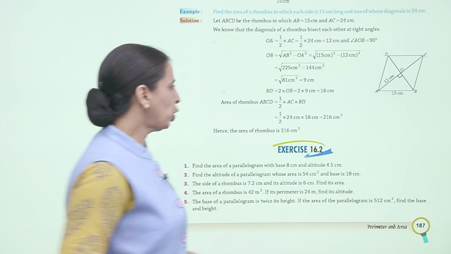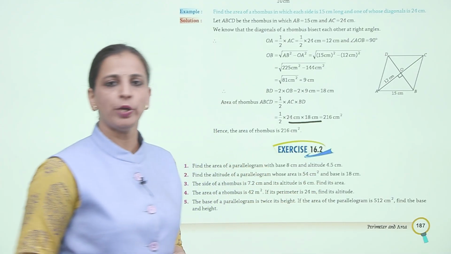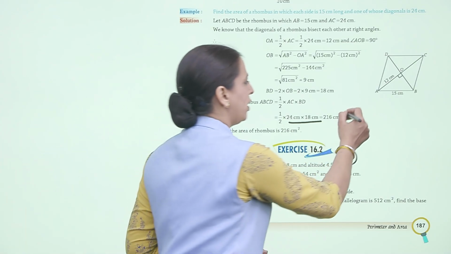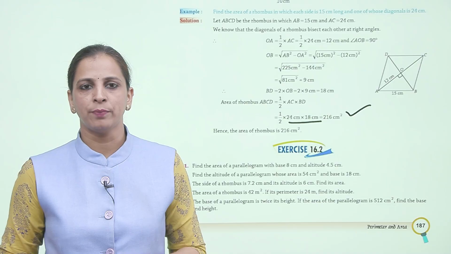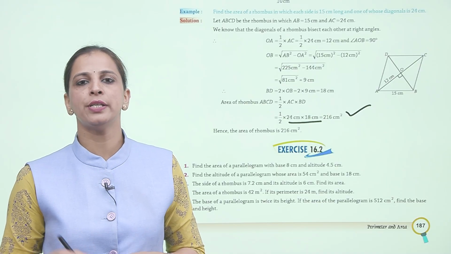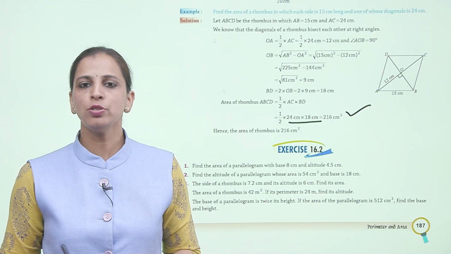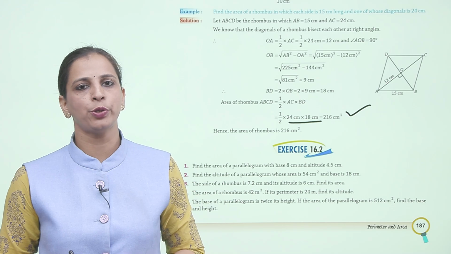That is 1 upon 2 into 24 centimeter into 18 centimeter, that is equals to 216 centimeter square. Hence the area of rhombus is 216 centimeter square. तो बच्चों सेम मेथड को यूज करते हुए एक्सरसाइज आप खुद ट्राई करेंगे.